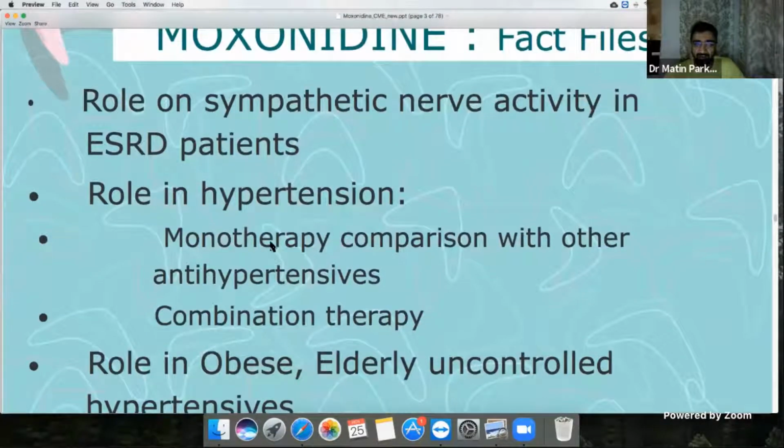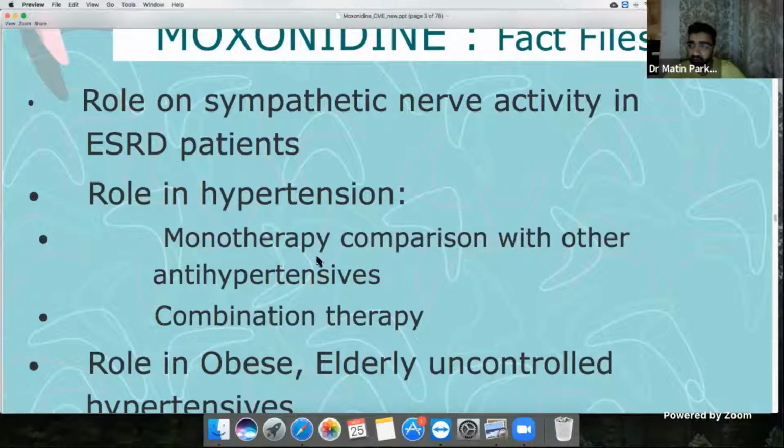So there are many studies going on that have proved there is a role of moxonidine, even if used as a monotherapy in comparison with other antihypertensives. Though personally, if you ask me, I don't prefer moxonidine as a monotherapy drug. I always go according to the guidelines, starting from ACE-ARB or calcium channel blockers in the older age group. And if it is not managed by steps 1 to 3, then only we go for the centrally acting drug moxonidine.